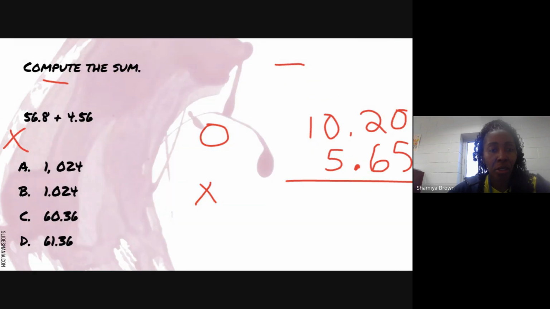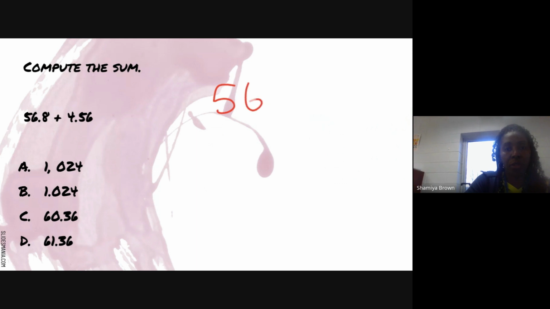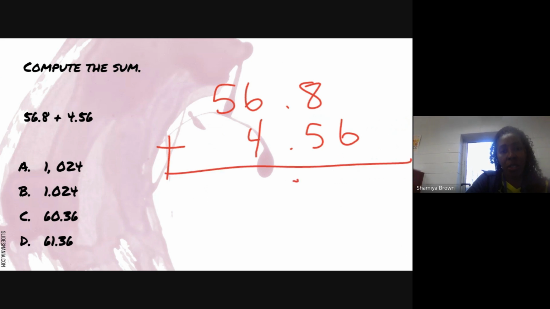Next one says compute the sum. So I'm just adding this up. 56 and 8 plus, and we look at this, 4 is in the 1's place, so it has to go under that 6. And 4 and 56 hundredths. I can add that up. My decimal is going to be right here.